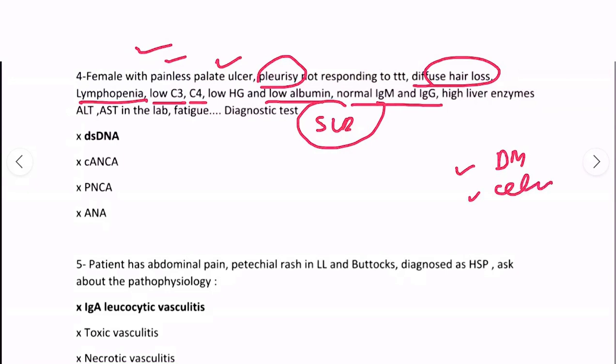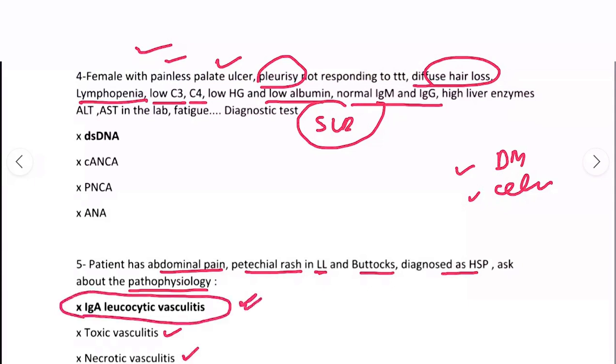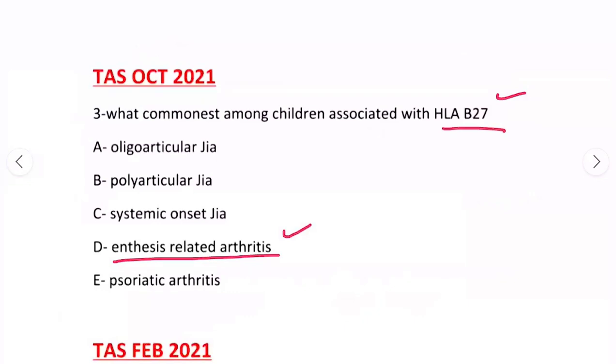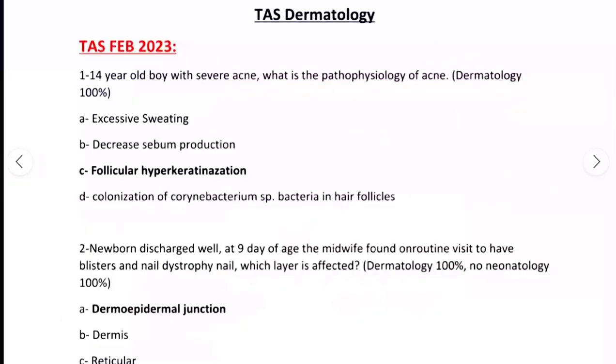Okay. Next, the last question about rheumatology. The patient has abdominal pain and a petechial rash in the lower limbs and the buttocks, diagnosed as HSP. What is the pathophysiology? Toxic vasculitis, necrotic. This is IgA leukocytoclastic vasculitis. That is also the pathology of your IgA nephropathy. Any ambiguity, any confusion? I guess these are very easy and very clear. Okay, this was your rheumatology.